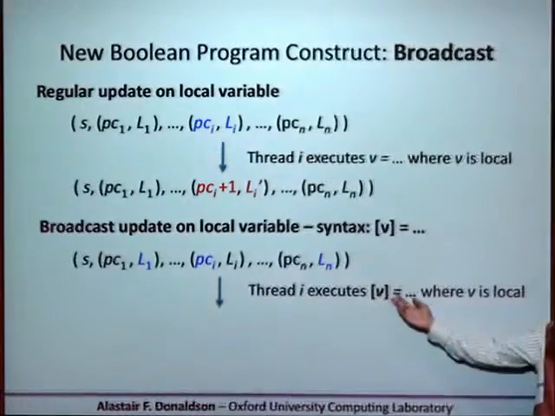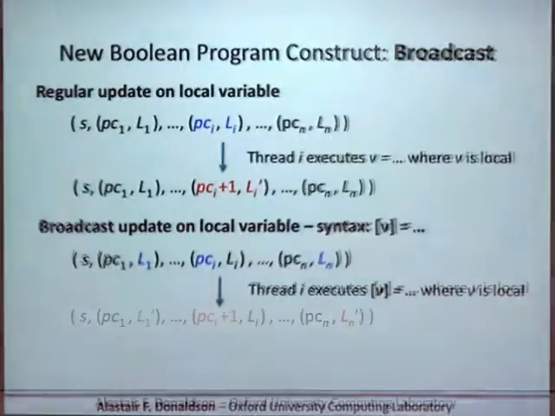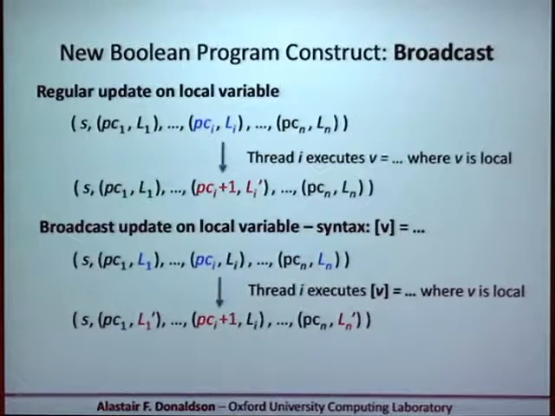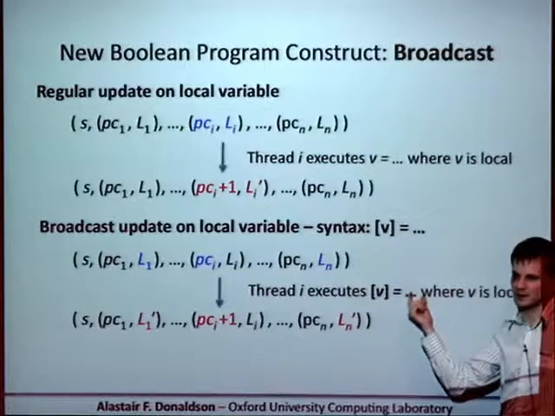So passive v becomes equal to something, where v is a local variable. This causes the active thread to step forward in where it is in the program, and for the states of all passive threads to be updated. Yeah? So what is the dot? This means some r value. So this is just the right-hand side of the assignment.